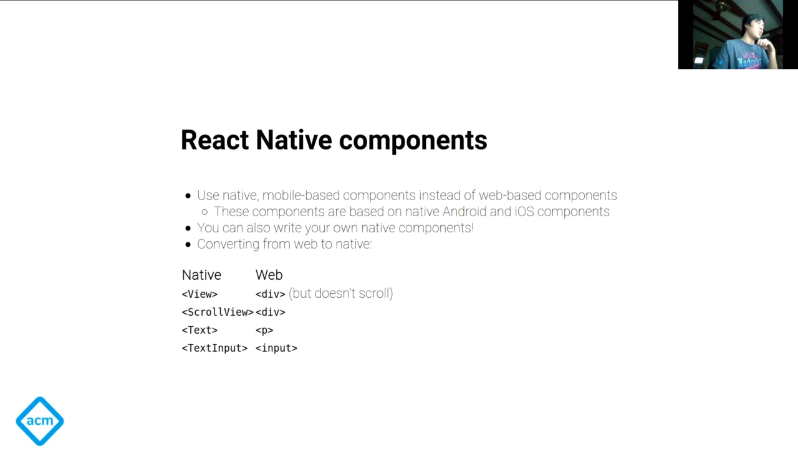And also you can write your own native components if you want. So this is a little bit more of an advanced feature that Expo actually doesn't support. But if you want to, you can actually write code in Java or Objective-C and be able to create components natively and use those in your React Native apps. But that's kind of out of the scope of this workshop.